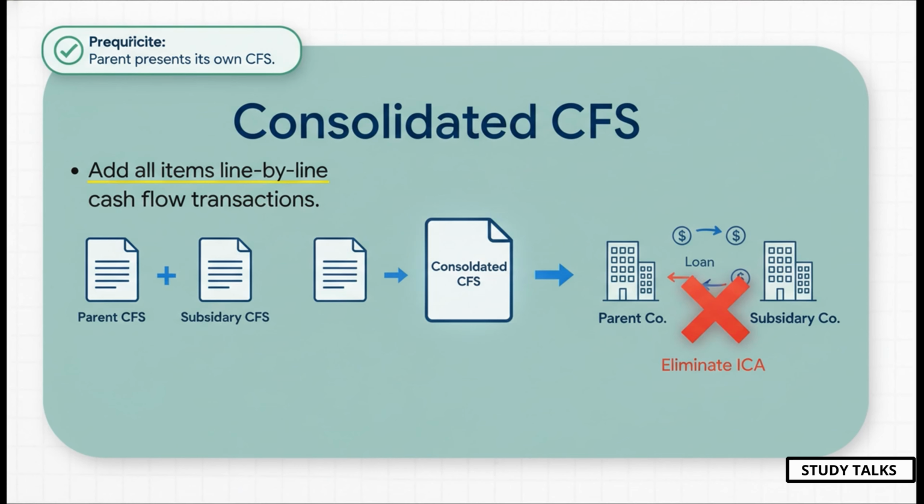And the method is exactly the same as the P&L. You add everything up line by line, and then, you guessed it, you eliminate all the cash that moves between the parent and subsidiary, like loans or dividends.